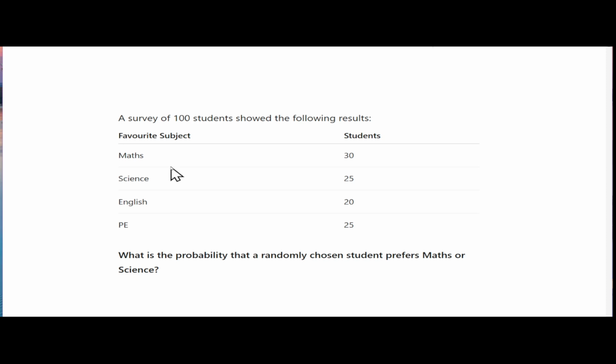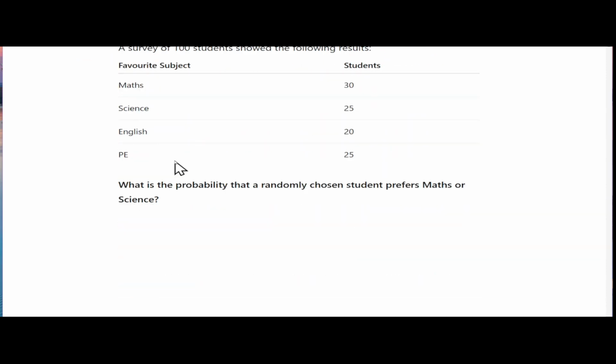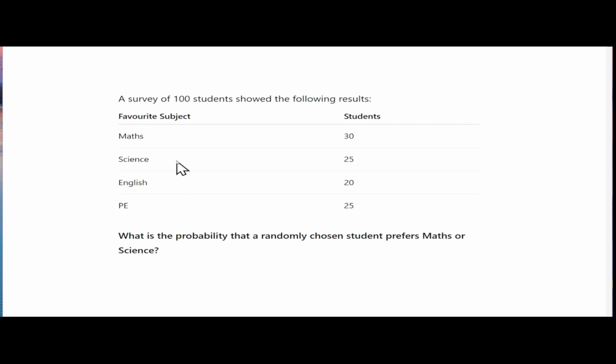Next question. I think this is the last question. Okay. A survey of 100 students. A good thing to do is sort of pick out the numbers there. So that's going to be N. Showed the following results: math, science, English, PE. So obviously this isn't the school that I went to, because PE would probably be 70. What is the probability that a randomly chosen student prefers maths or science?